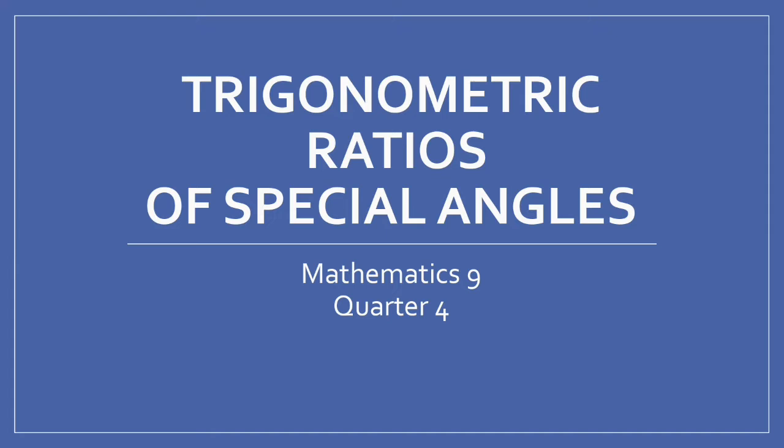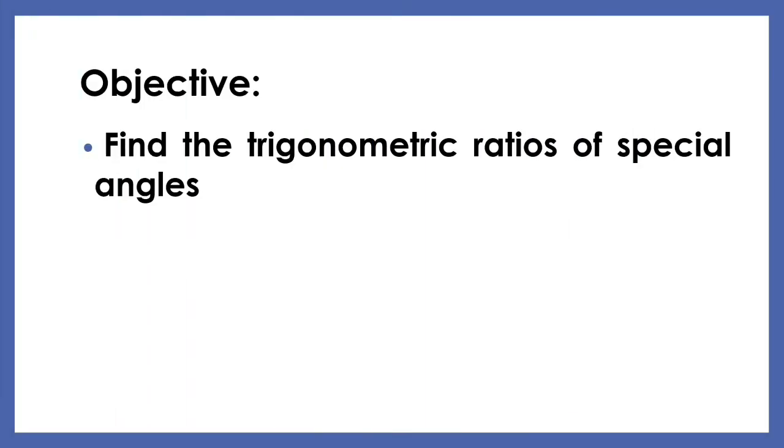In this video, we will learn about trigonometric ratios of special angles. We will find the trigonometric ratios of special angles. Yung special angles natin ay 30 degrees, 45 degrees, at 60 degrees.